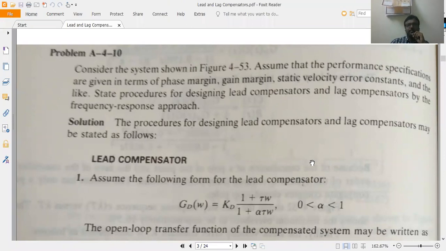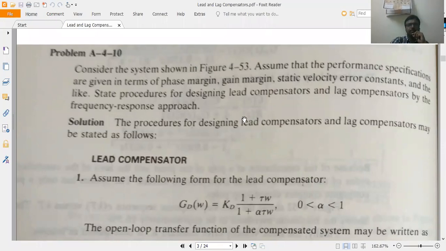So this is the system. That means it is nothing but a solution for the design procedure. State the procedures for designing the lead compensators and lag compensators for the frequency response approach. With the frequency response approach, that means in the domain of the frequency.